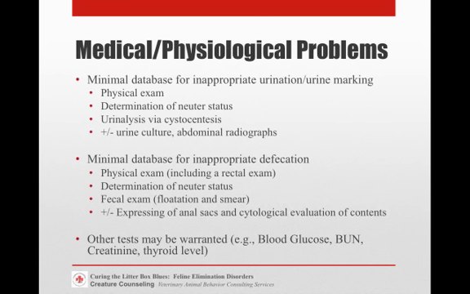So that's why I always recommend we do a cystocentesis, because we get much better, or more accurate, results from that. And then lastly, plus or minus doing a urine culture, depending on what they find, or abdominal x-rays. But just think about this: the physical exam, which I include in determining neuter status, and the urinalysis. Those things are minimum. With defecation, it's a little bit different because we need to do a fecal exam. And then possibly expressing the anal sacs is something else we have to consider.